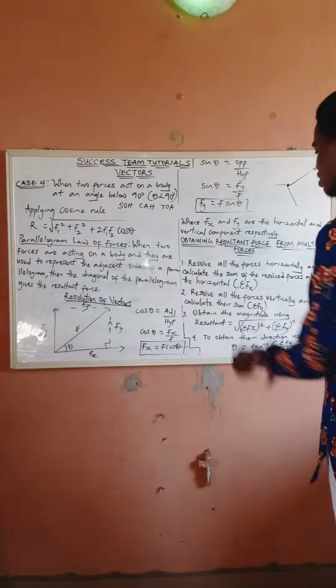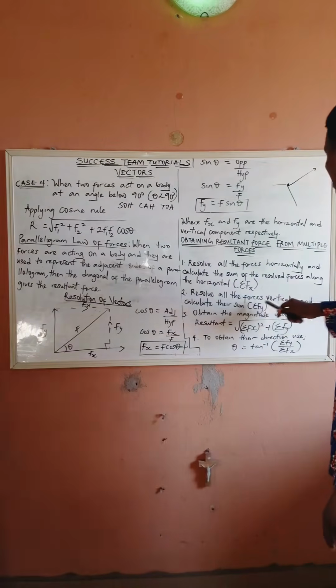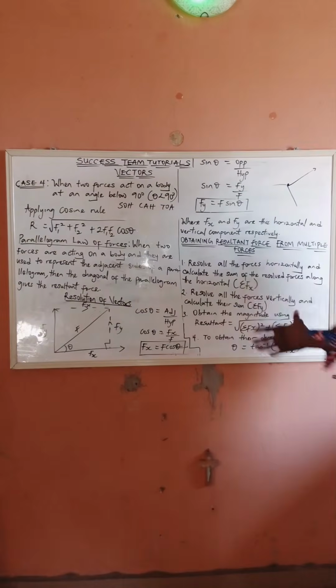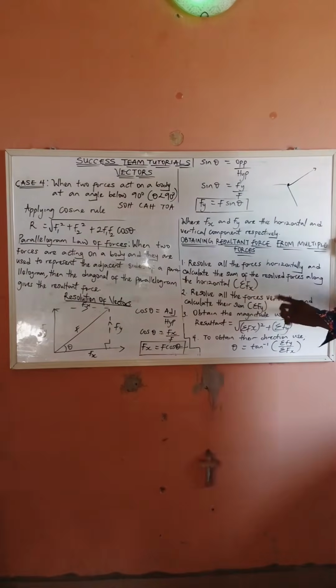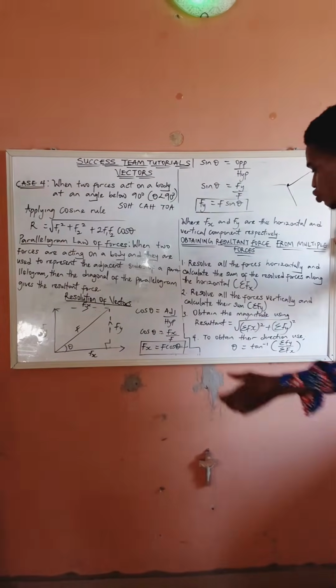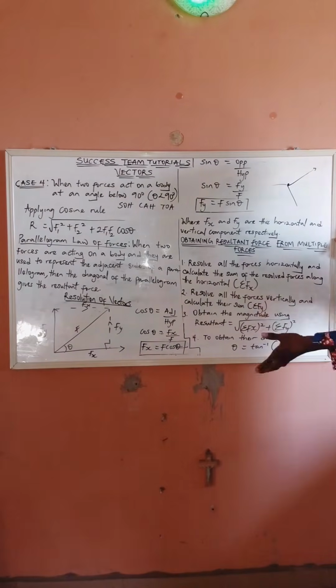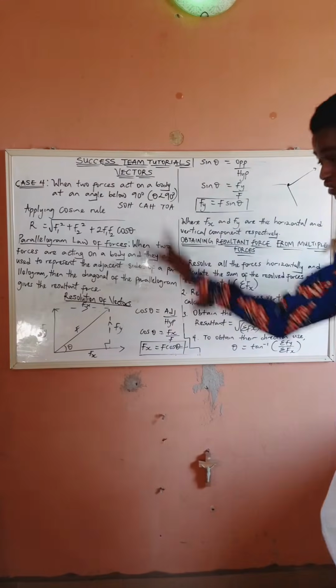Exactly. So now step 2 says to resolve all the forces vertically and then calculate the sum. Still the same thing: calculate the force along the vertical and sum it up. So I'm going to have ΣFy, that's the summation of Fy, the force along the vertical axis.